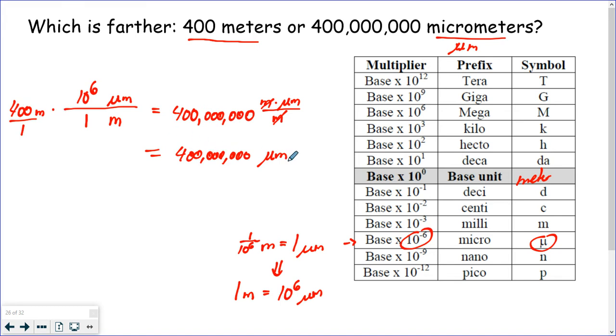400 meters is 400 million micrometers. Well, that's the same as what we have here. So neither one is farther. They're the exact same length. And that's how you convert in metric.